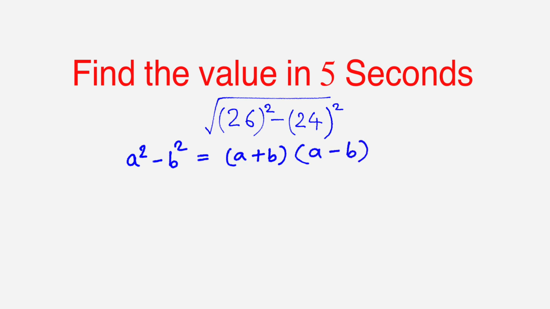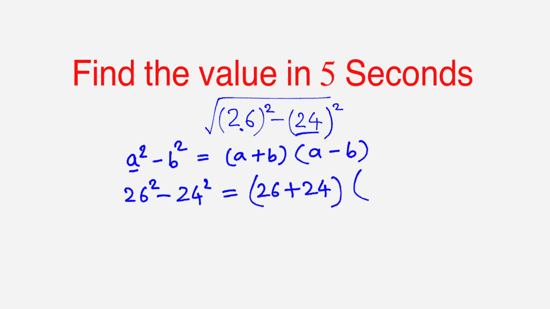And how do we do that? Simply we replace a by 26 and b by 24. If you have to find the squares of these numbers in this setup, we simply use the formula. So first we will add these two numbers, 26 plus 24, and then we will subtract these two numbers, 26 minus 24.